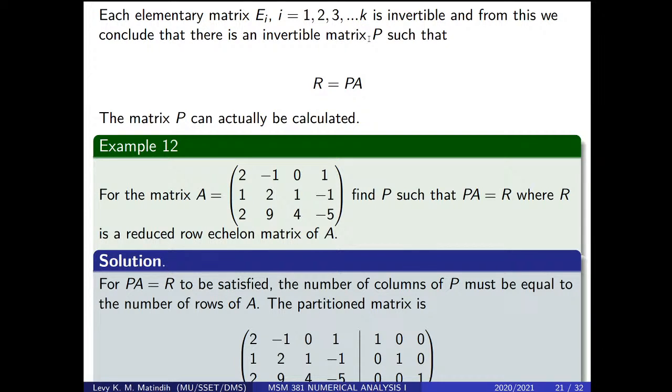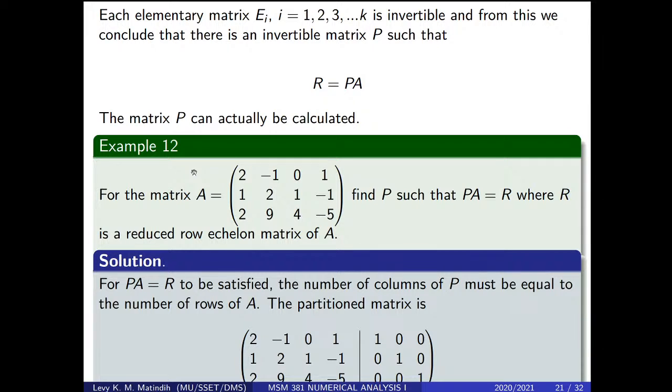And this matrix P, when you multiply it by A, what you're going to get is the reduced echelon form of matrix A, which is I. So actually, this matrix P can be calculated. Basically, it is very easy to calculate. Now, how can we do that? Let's look at example number 12 on how we can calculate this matrix P.